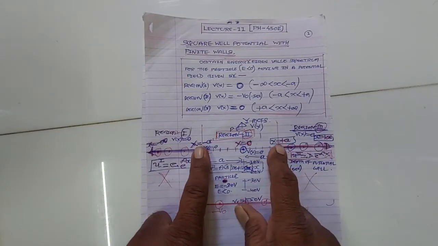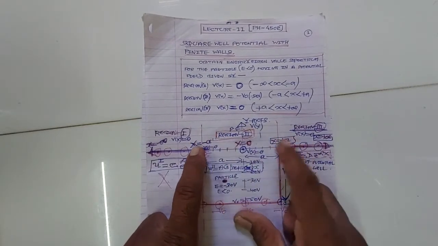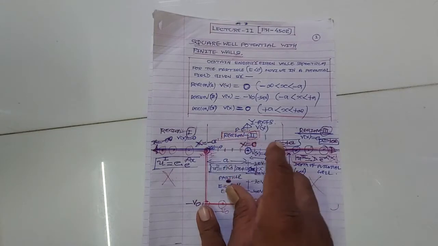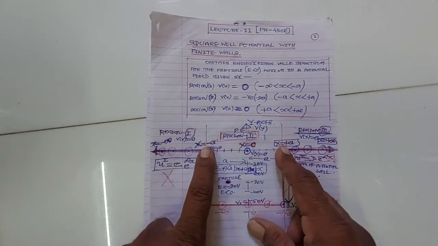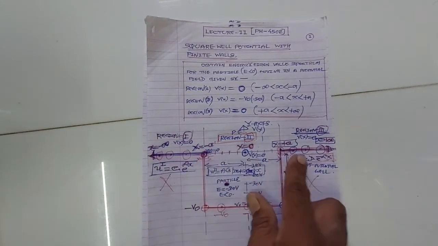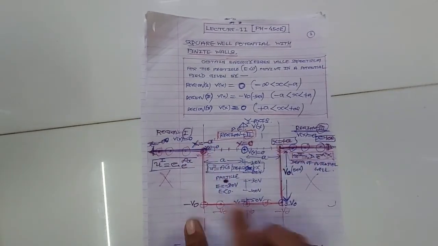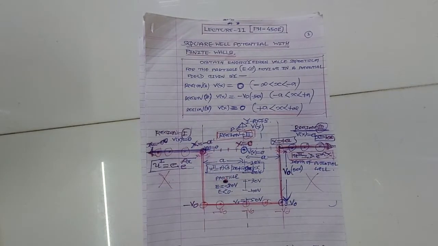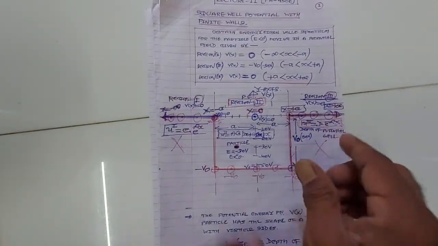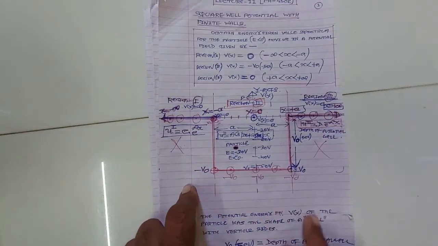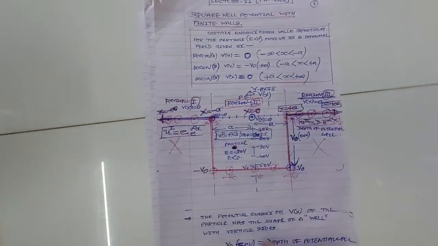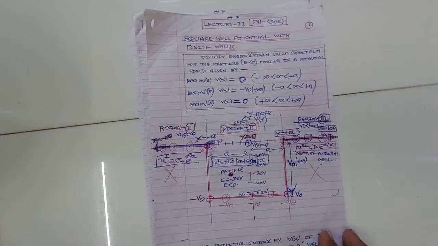And in the square well region 2, from x equal to minus a to x equal to plus a, the potential energy suddenly falls from 0 to minus V0. So in region 2, from minus a to plus a, the potential energy is minus V0. The potential energy of the particle has the shape of a well with vertical sides. Therefore, such a potential is called a square well potential.